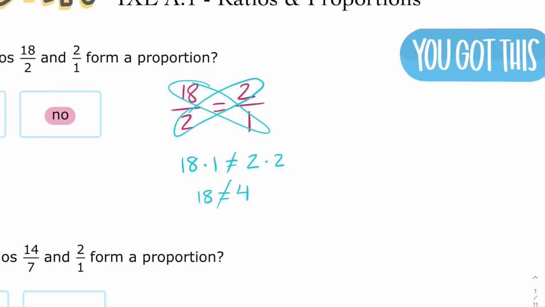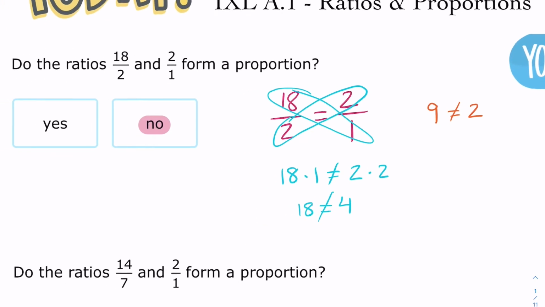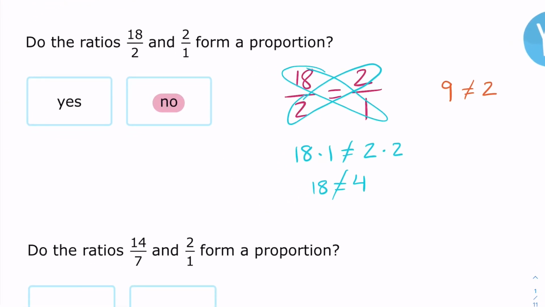Okay. The other method you could try is simply reducing these. So 18/2 ends up becoming the number 9 when it's simplified, and 2/1 equals 2. And we can see that these are not equal either. So it means that they are not proportional. Okay. Let's do another one.